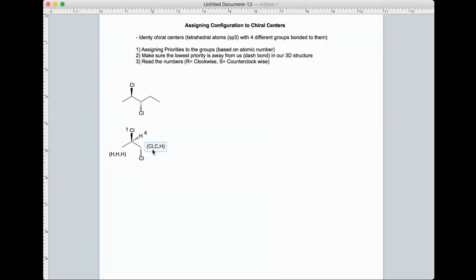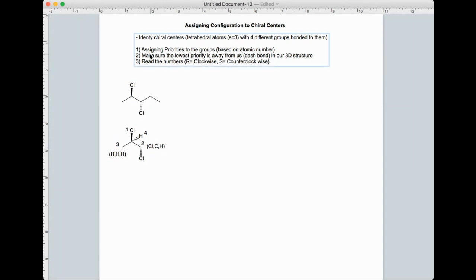Highest priority of these 3 is chlorine. Highest priority of these 3 is hydrogen. Therefore, this carbon will have a higher priority than the left one. So this could be now my priority number 2, and the left carbon will be priority number 3. Okay, so I assign my priorities 1, 2, 3, 4.